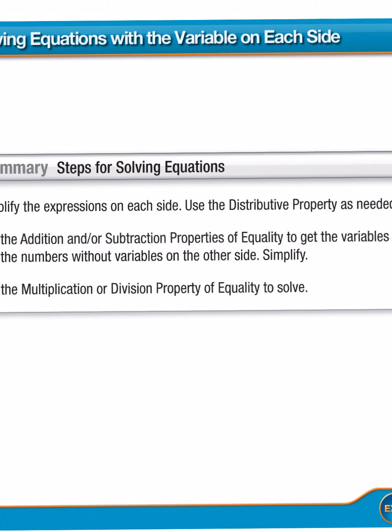This is the steps that you're going to follow. So you want to simplify the expressions on both sides. Use the distributive property, and then combine like terms on both sides first, okay? Step 2, you're going to get the variables on one side, everything else on the other side, and then simplify. And then step 3, you're doing those last steps to get the variable by itself. Usually, you're going to be dividing or multiplying. Yeah? Okay.